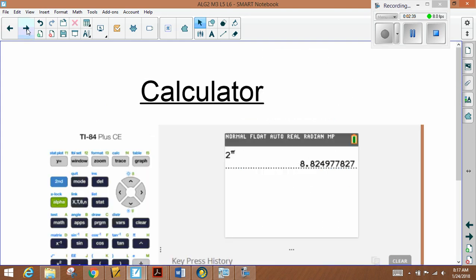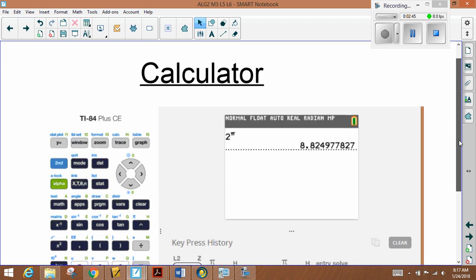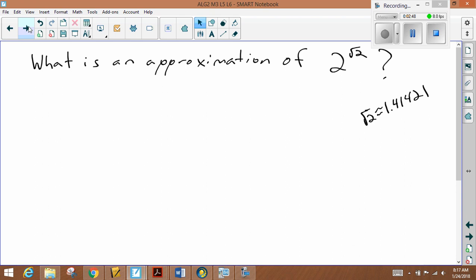Let's actually do this so that it makes a little more sense. We're going to skip that. Obviously, you know how to put that in your calculator. So let's do this problem. What is an approximation of 2 to the square root of 2?